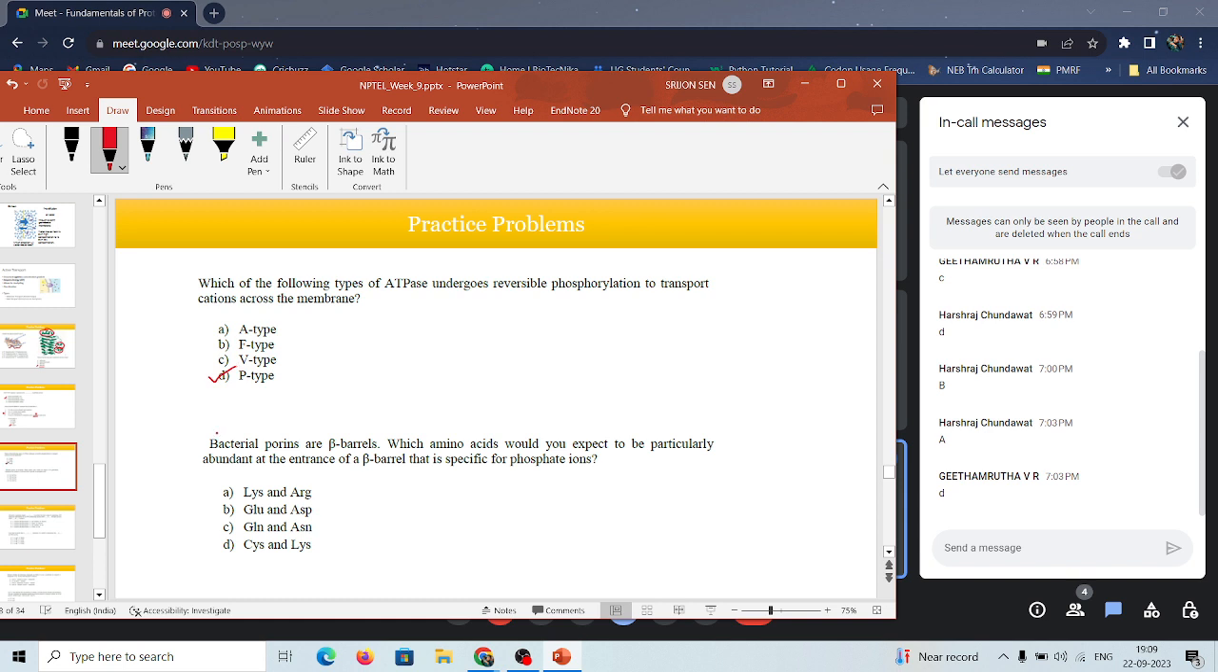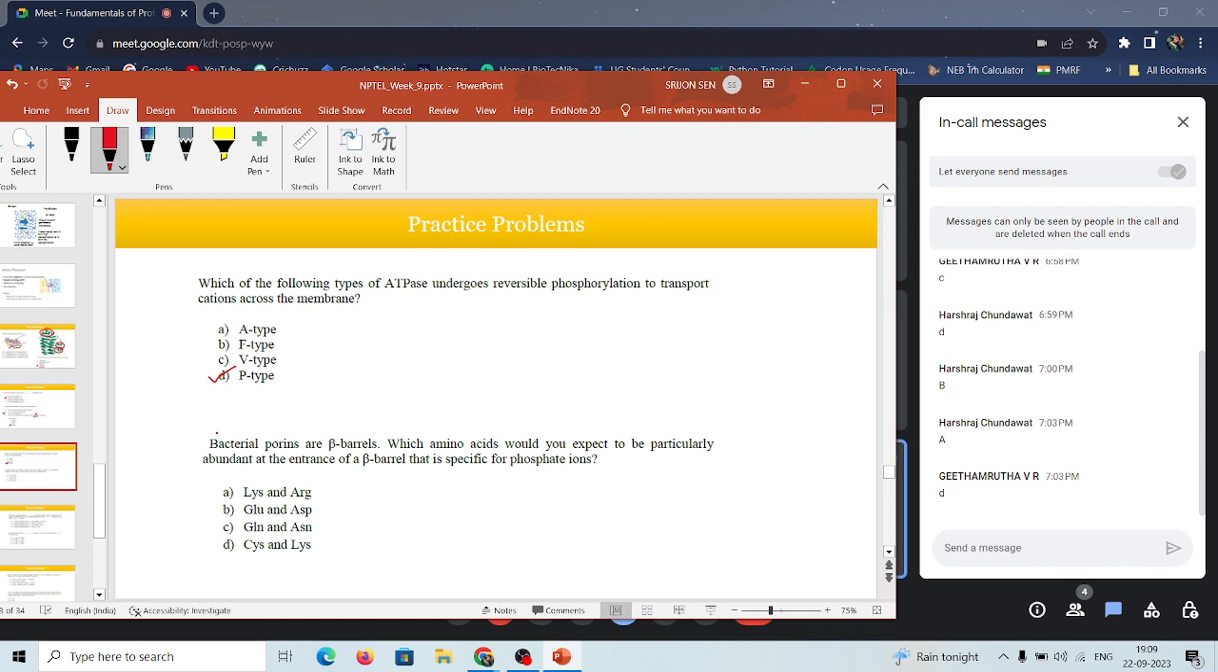The next question: what does P stand for in reversible phosphorylation type? And F? Sorry, what does F stand for? I forgot.